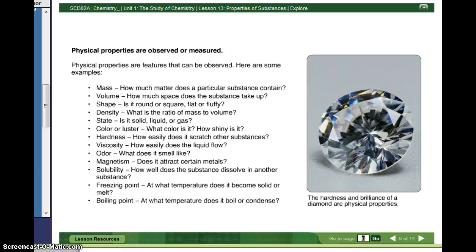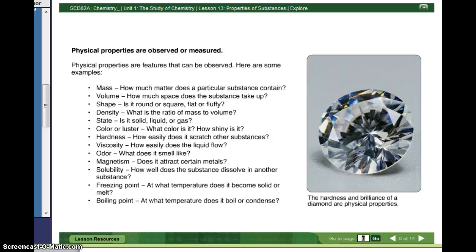Density: what is the ratio of mass over volume? Or in other words, you take the mass divided by volume. It's kind of like how thick something is. State: is it a solid, liquid, or gas? Color or luster: what color is it? How shiny is it? So luster means that it's shiny.